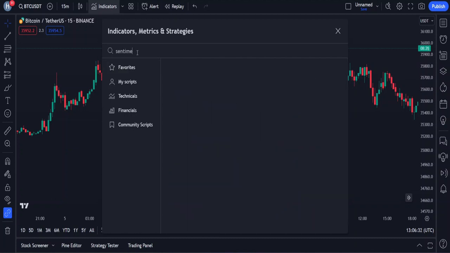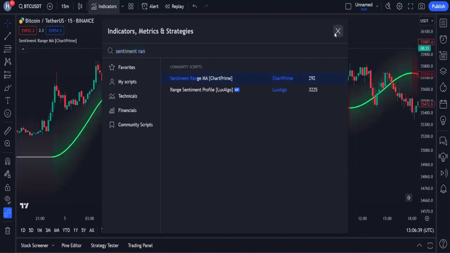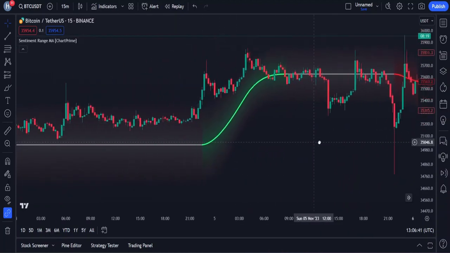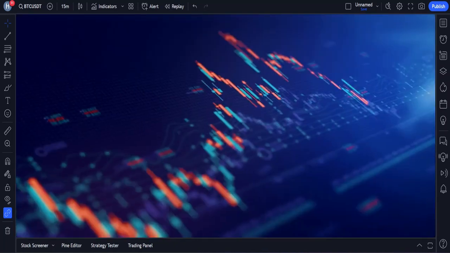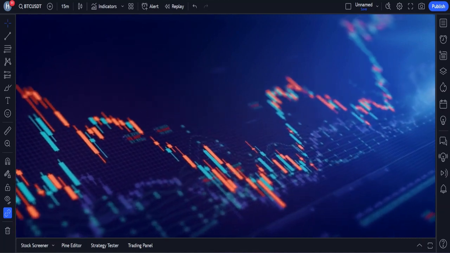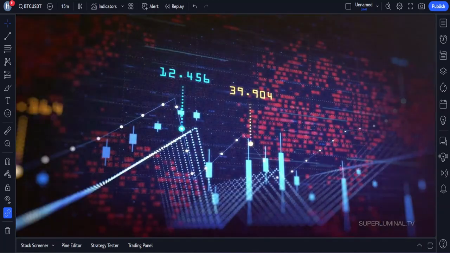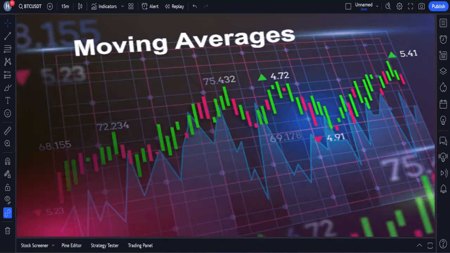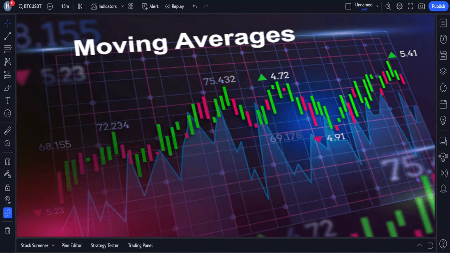We will search for the Sentiment Range MA indicator and add this one created by Chart Prime to the chart. This indicator is 100% free. This is not a simple moving average indicator. For those who don't know, a moving average of a price is an essential technical analysis tool. It can determine the market's trend and act as support and resistance. Most of you are already aware of this indicator.